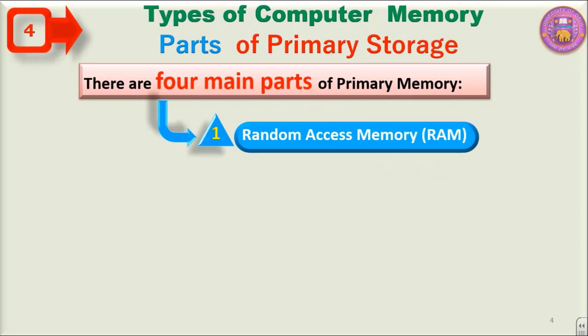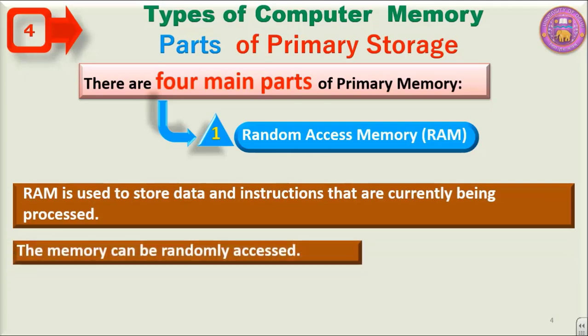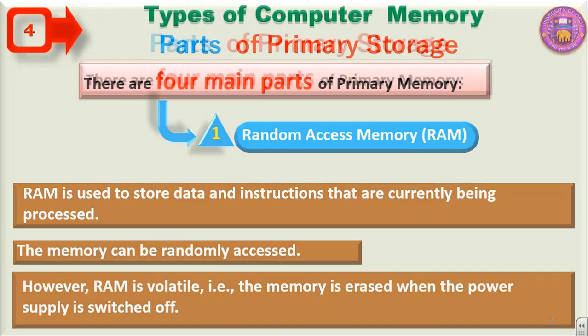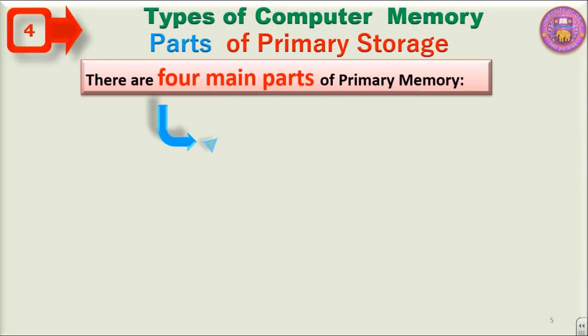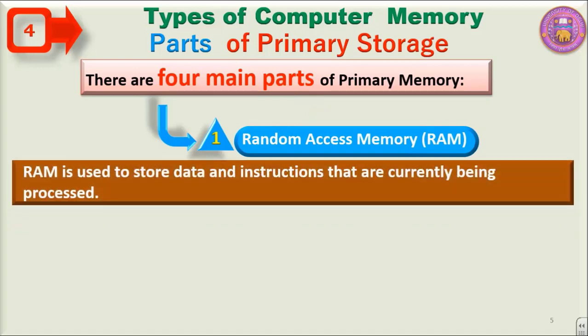Random access memory. RAM is used to store data and instructions that are currently being processed by the CPU. This memory can be randomly accessed. However, RAM is volatile, that is, the memory is erased when the power supply is switched off. RAM is used to store data and instructions that are currently being processed.